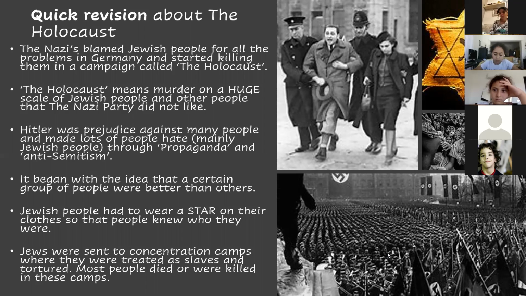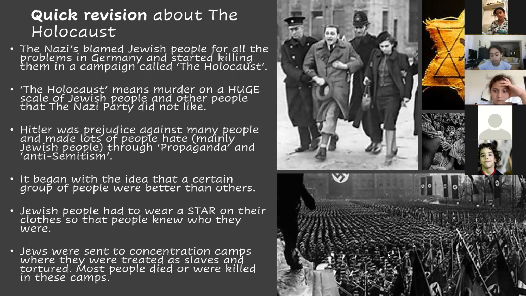So Jewish people, and this is something I didn't teach you about in the previous lesson, had to wear a star on their clothes so that people knew who they were. The picture of the star is in the top right of this slide. All Jewish people had no choice but to wear this yellow star so that people knew that they were Jewish.